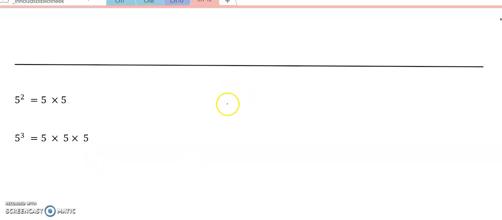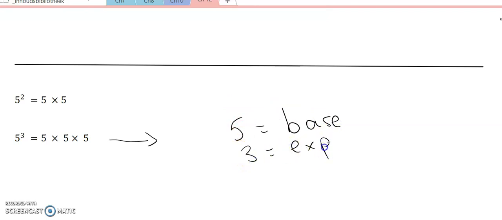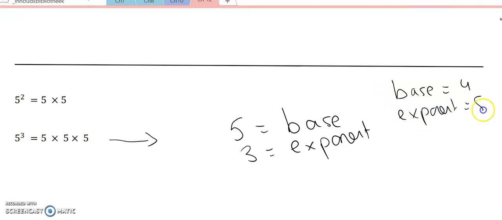The base and the exponent. In this example, 5 is the base, and that's the large number, and 3 is the exponent. So if I say to you, write down the power where the base is 4 and the exponent is 5, then you should know that that is the same as 4 to the power of 5, which is 4 times 4 times 4 times 4 times 4.